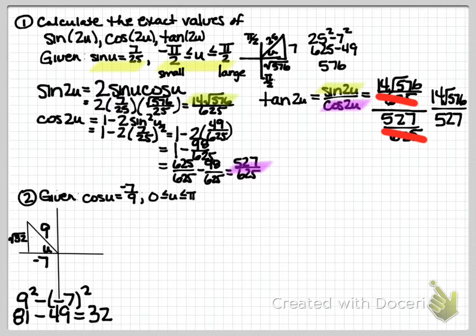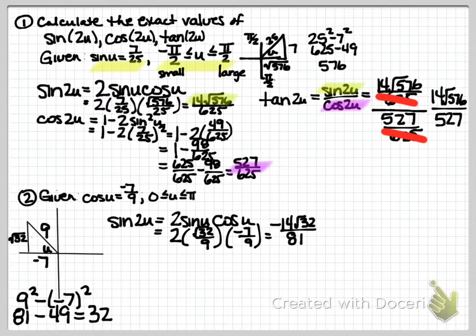Now we just do exactly the same thing we just did in the previous problem. Now we find the sine of 2u by applying our formula of 2 sine u cosine u. So please pause the video, substitute in your ratios, and simplify, and then check your answer when you come back. Okay, once you applied your ratios, you should have simplified it to be negative 14 root 32 over 81. Okay, let's move on to the cosine of 2u.